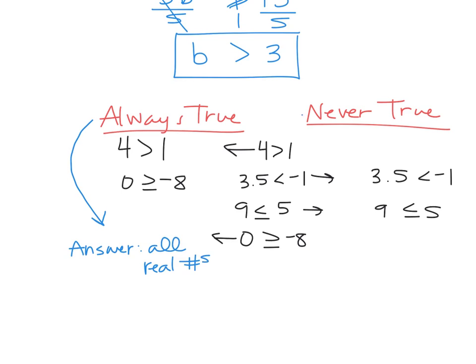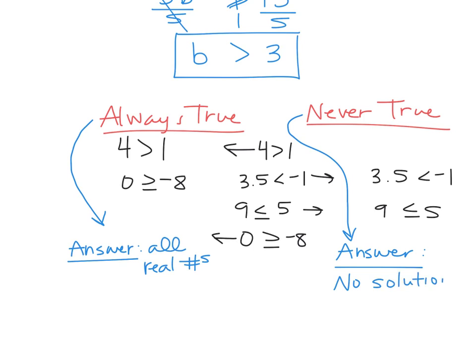Okay? But if you have something that is never true, then your answer will be, any guesses? If it's not true, what do we often say? Less than. How many solutions? No solution, right? So if it's never true, then your answer to the problem is going to be there is no solution. Okay, so I'm going to give you a couple problems, and you tell me, is my answer all real numbers, or is it no solution?